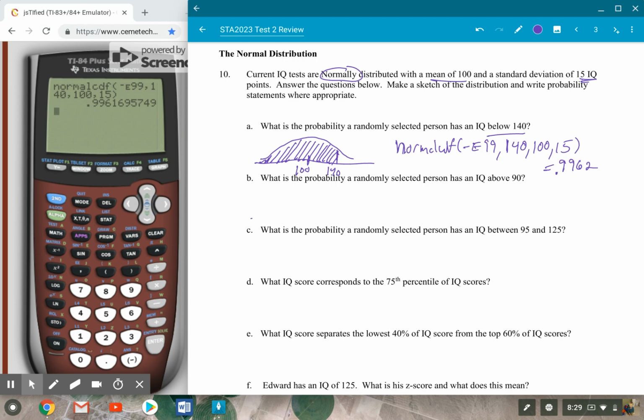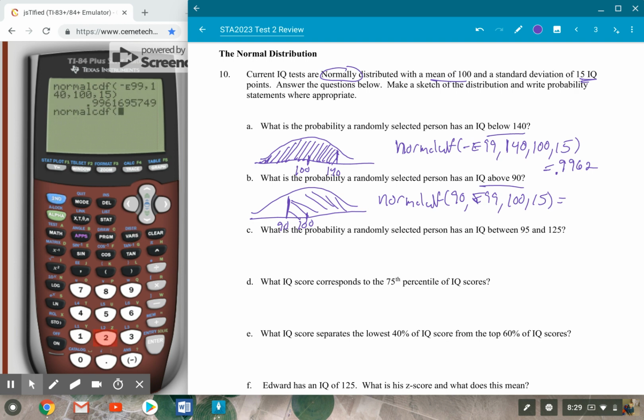Same idea in B. Probability that the IQ is above 90. Here, this will be 100 in the middle. I'm looking a little bit below that now at 90, and I'm looking at 90 and above that region. So this will be another normal CDF. Lower bound is 90. I'm going all the way up the curve. I'm not sure what the highest IQ score is, so I'll go E99. Still a mean of 100 and a standard deviation of 15.